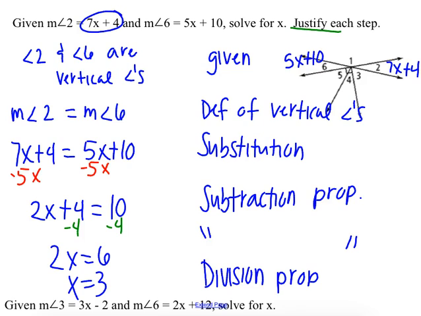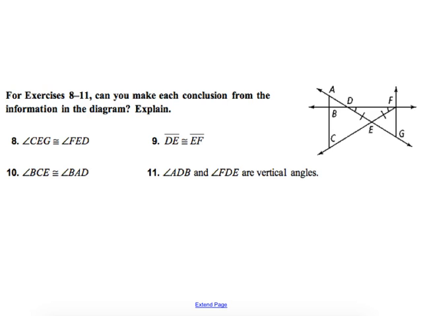So again, let's make sure we have the same amount of steps and reasons. 1, 2, 3, 4, 5, 6. 1, 2, 3, 4, 5, 6. And all we had to do there was solve for x. We're going to skip the next one, and then we're going to finish up here on this last page.